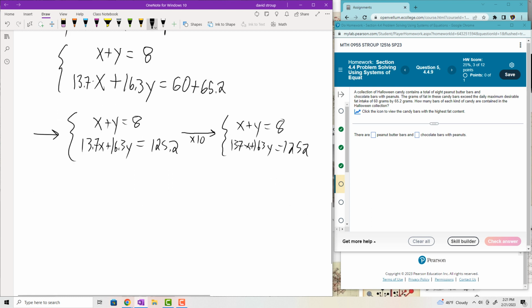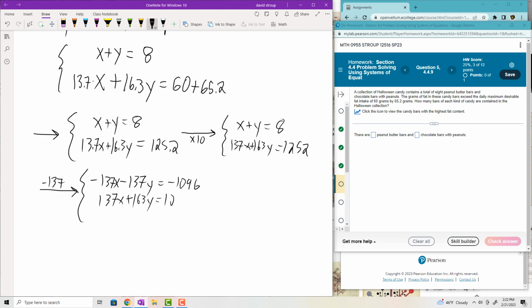And then I'm going to multiply the first equation by negative 137. You could also do the substitution method. I'm just kind of stuck on this method, I guess. So -137x minus 137y equals, and then 8 times 137 is 1096, negative 1096. And then we have 137x plus 163y equals 1252. The x's will cancel.